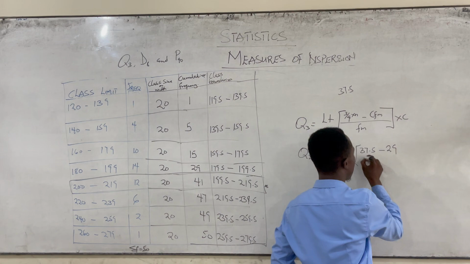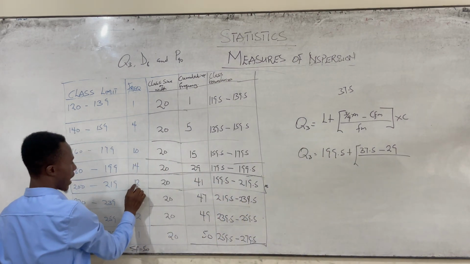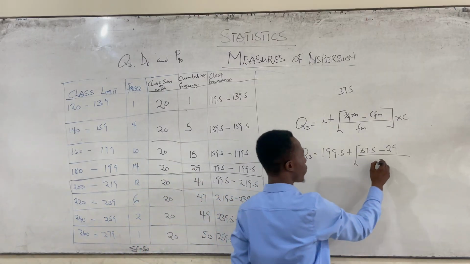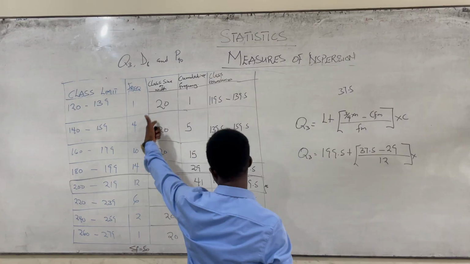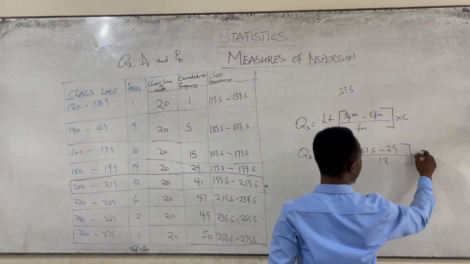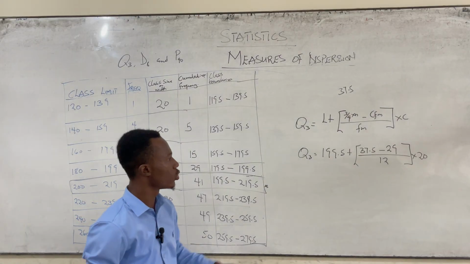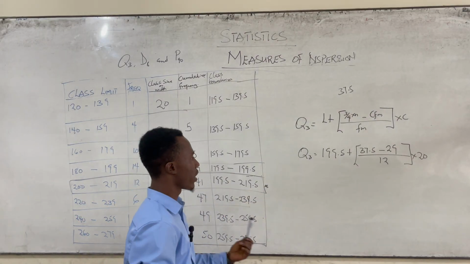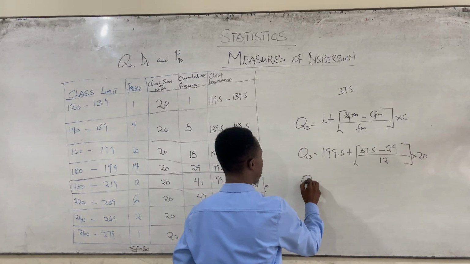Okay, so we have 29 over the frequency of that particular class. So the frequency is what? 12. The frequency is 12. Multiplying the class size, and the class size is what? 20. And so that is it. You put everything on the calculator to calculate for what? Your Q3.